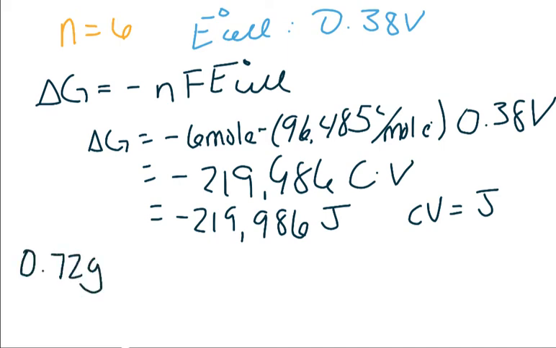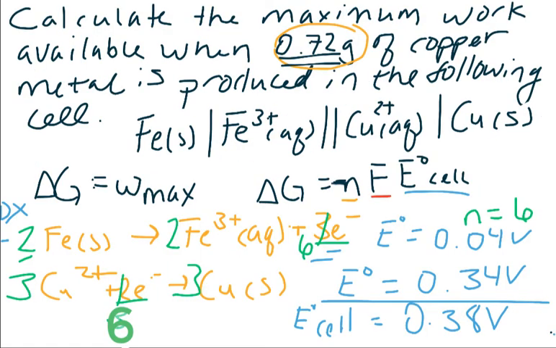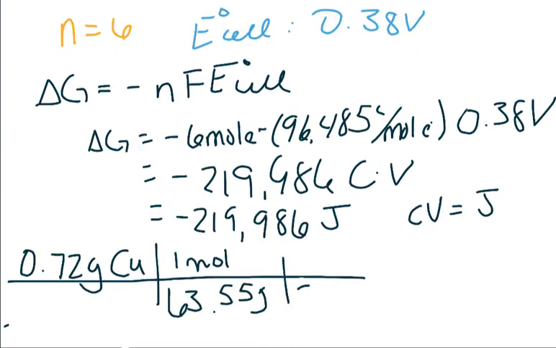0.72 grams of copper. So if you have 0.72 grams of copper, we can easily convert that to moles. Copper has a molar mass of 63.55 grams per 1 mole. Then you want to look back at your reaction and see how many moles of copper went into your reaction. So back here we see that for copper, we put 3 moles into the reaction. So that means that we need to put that same 3 moles of copper here. So we have 3 moles of copper per 1 mole of the reaction. And for every 3 moles of copper, we get this much work.